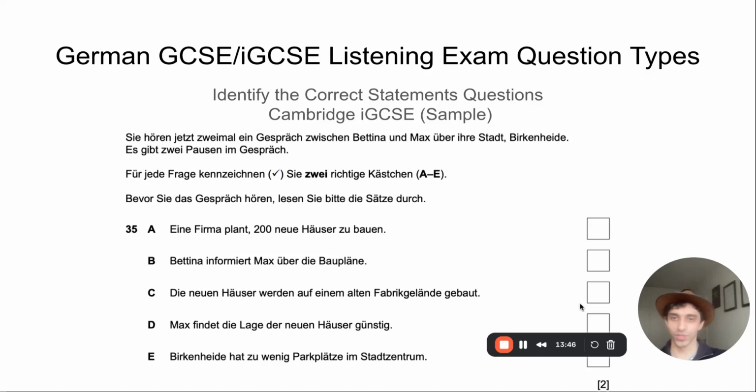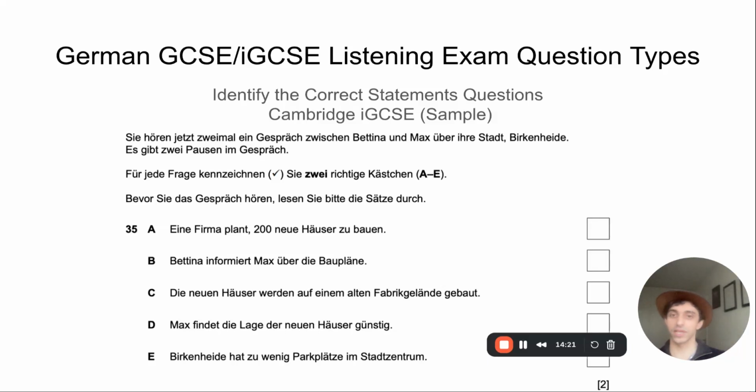Okay, so that was multiple choice questions. Now we move on to questions where you've got to identify the correct statements. This comes from a sample paper for Cambridge iGCSE. So just to take you through the instructions, it says here that both Bettina and Max are going to talk about their city called Birkenheide. And for every question, you have to tick the 2 correct boxes from A to E. So this is the first of those questions.